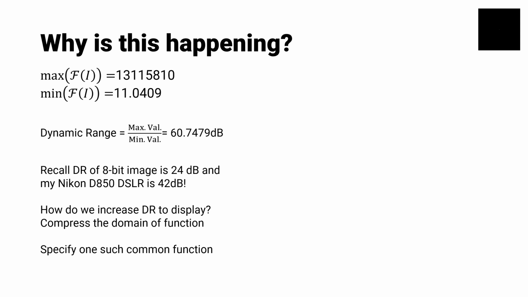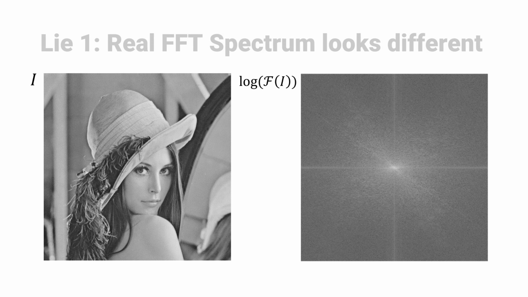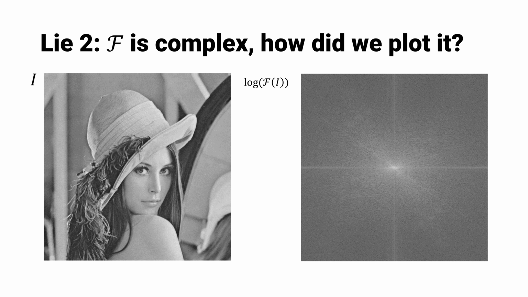I want you to take a second and think of one common mathematical function which compresses the domain of a function. The answer is the logarithmic function. So what we had done essentially is take the image, and in this particular case we took the log of the Fourier transform, and that's how we could essentially see what is going on. Remember that because it's in log scale, the values which are darker are really small compared to the values which are brighter.